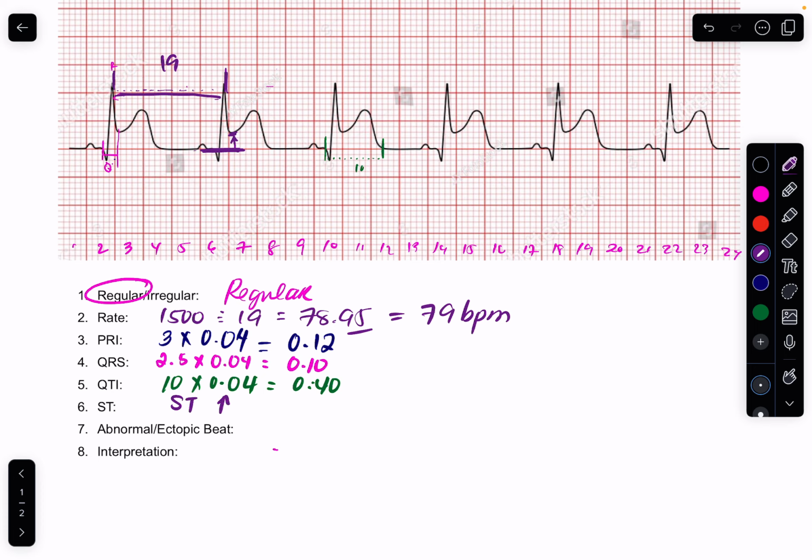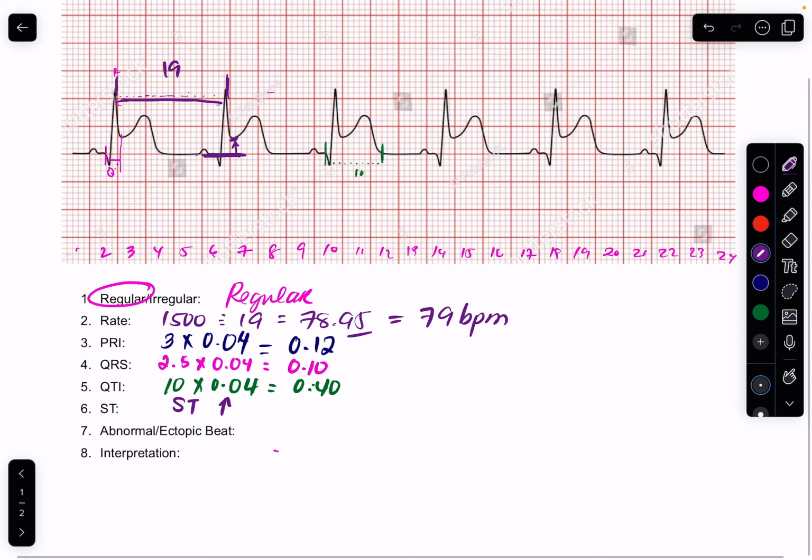Now it's asking if there's any abnormal or ectopic beat. Looking at this, right, all of them are uniform. Nothing is odd, right? Everything looks kind of the same. They all look the same, so that tells me there's really no ectopic beats. So there's none.